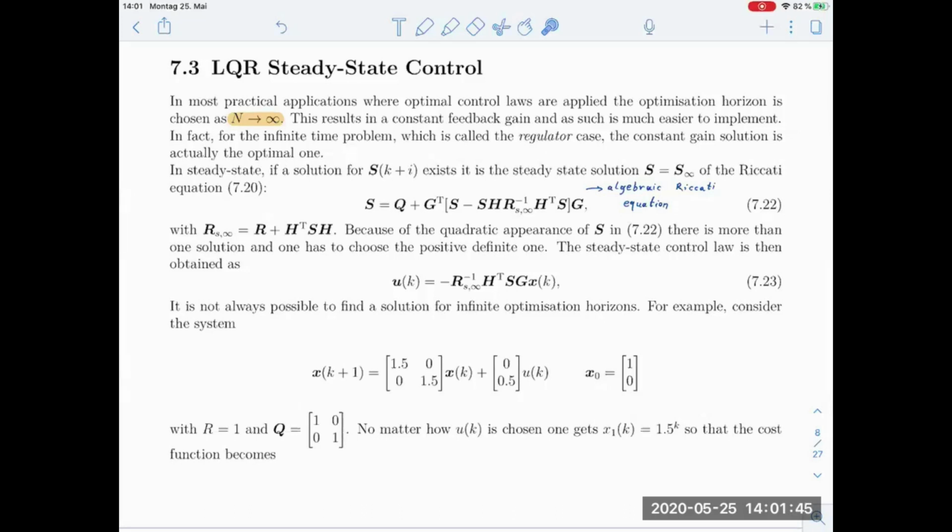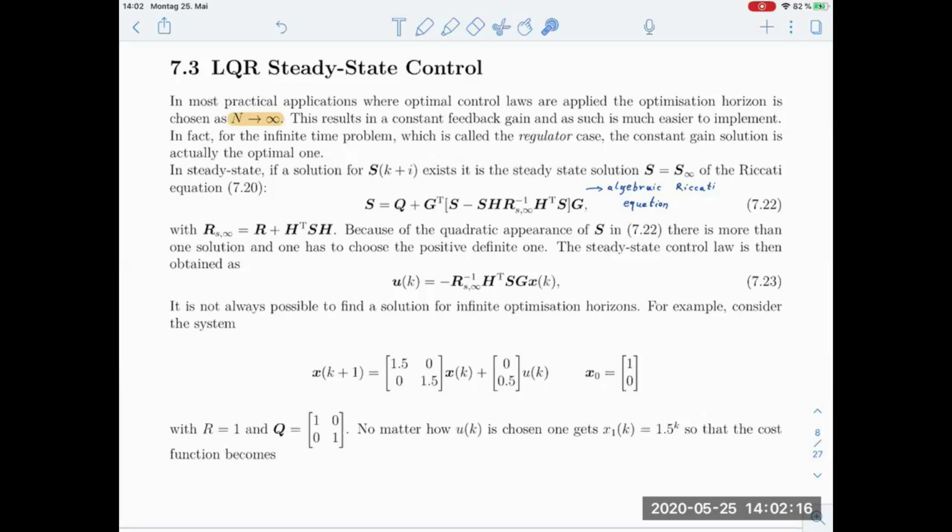So that's the so-called regulator case. You find efficient inputs so as to keep the summed up squares of inputs and states as small as possible if you sum up over the entire time axis. And that's what we call the linear quadratic regulator, the LQR, for steady state control, respectively an infinite horizon controller.